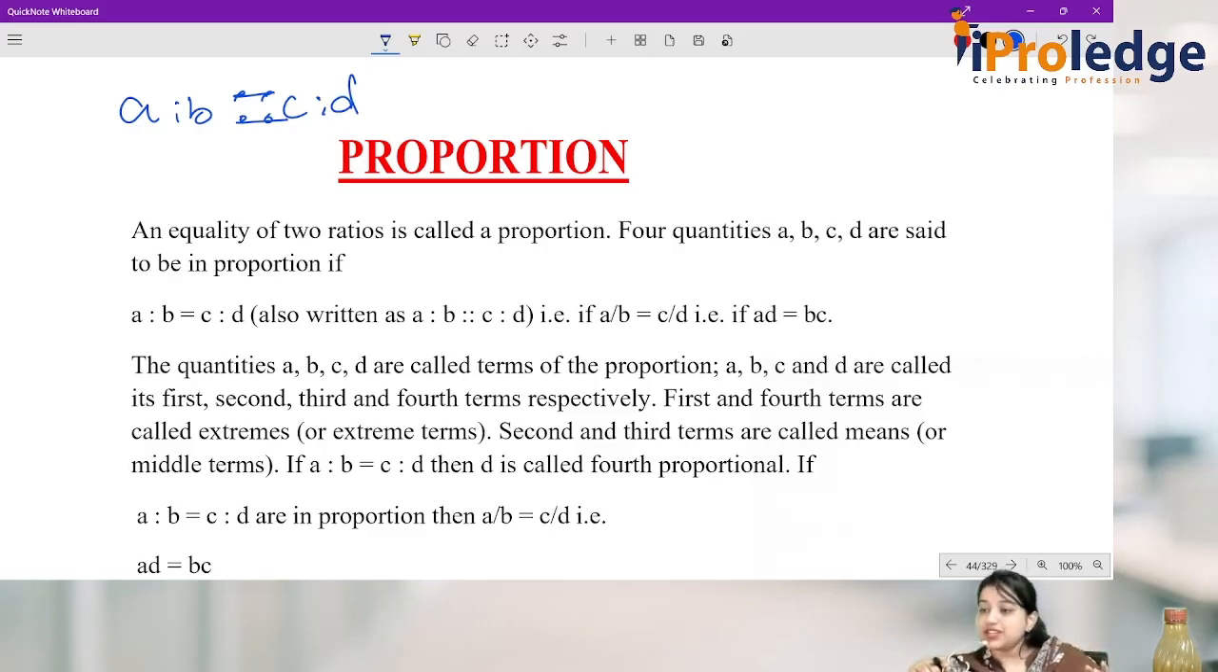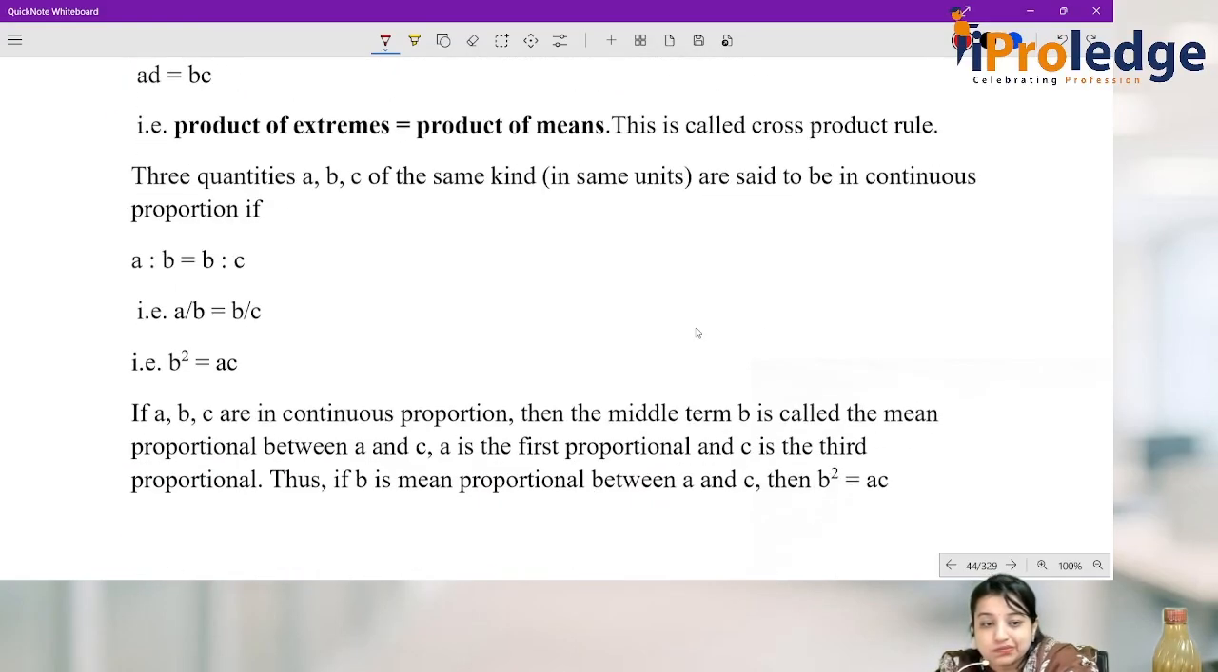First proportion, second proportion, third proportion, fourth proportion. The middle two are called means, and the last two are called extremes. Any doubt in this? Okay, so now let's move on to the properties of proportion.